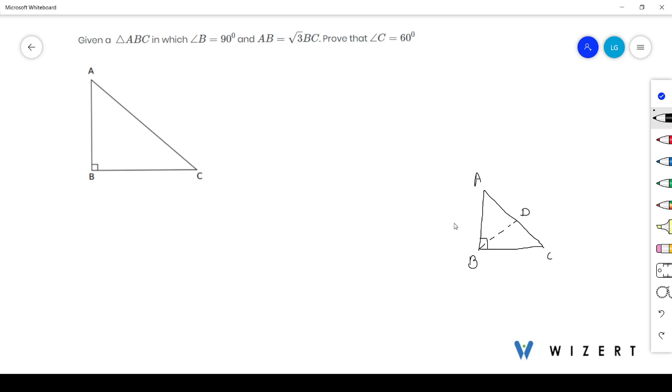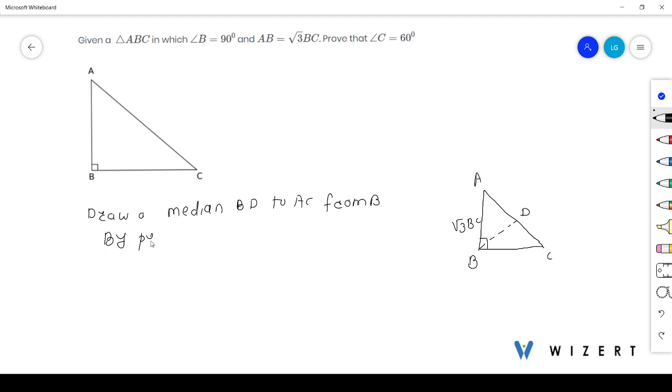We have given that AB equals root 3 BC. Draw a median BD to AC from point B.